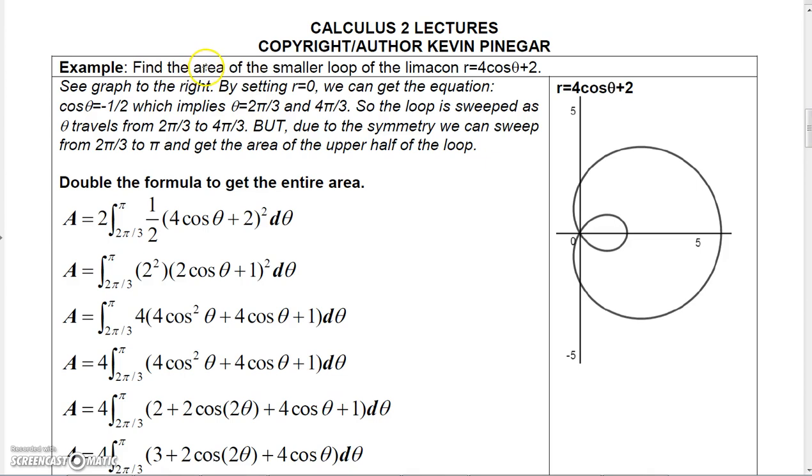Now this one says find the area of the smaller loop of the limaçon r equal 4 cosine theta plus 2. Now that means we're looking for this area here.